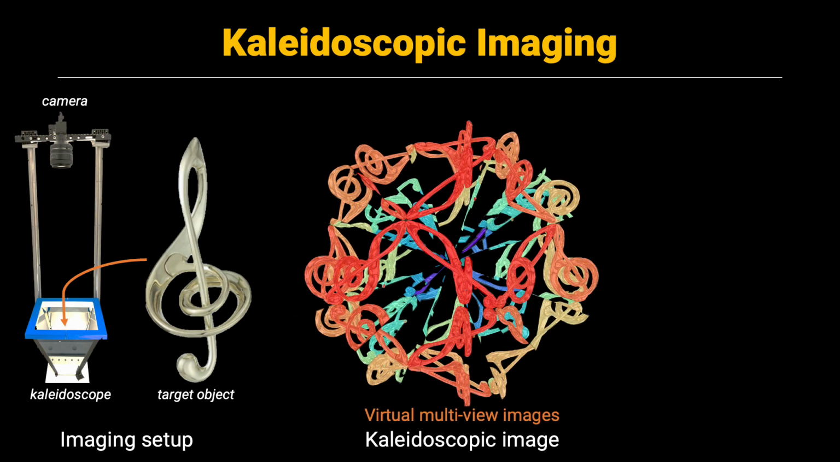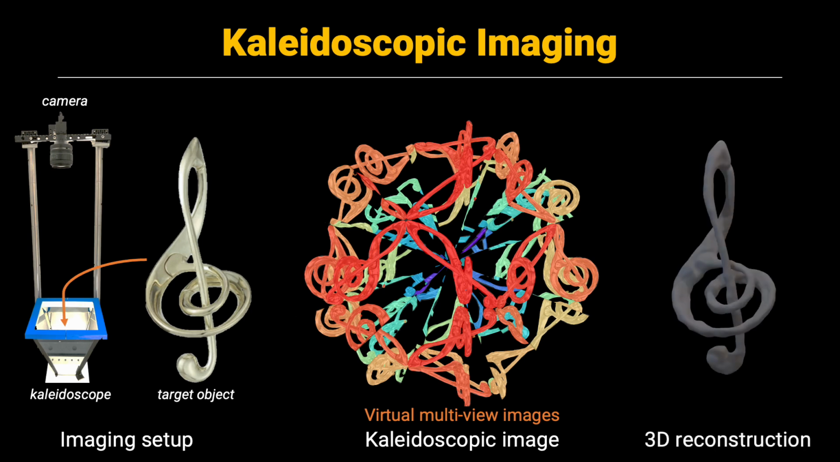If we can decompose the image into multi-view images by identifying which pixel corresponds to which virtual camera, which is called the labeling problem, this can be considered as virtual multi-view images. Then we can solve the 3D reconstruction problem using multi-view stereo as if we have multi-view images.